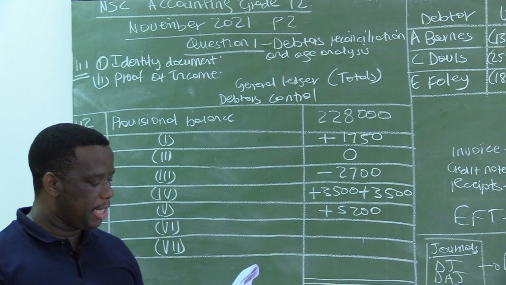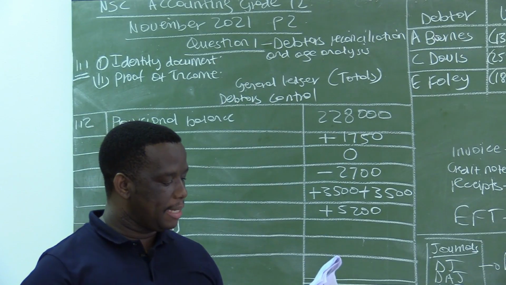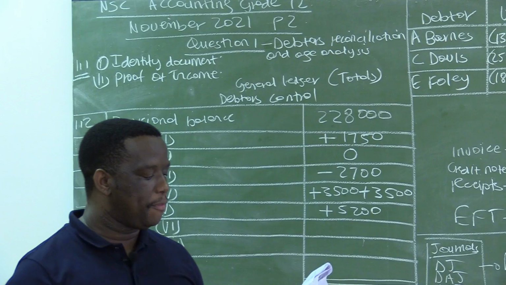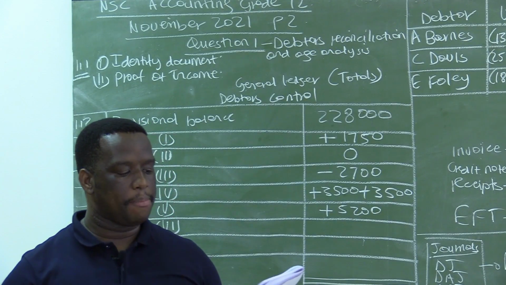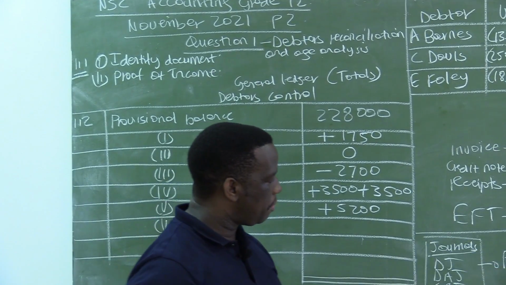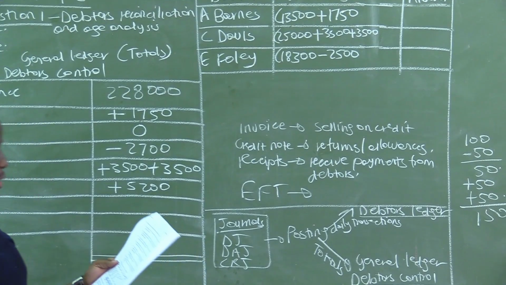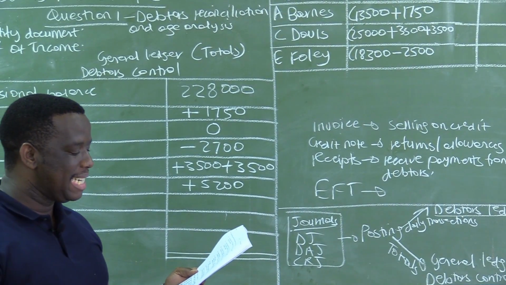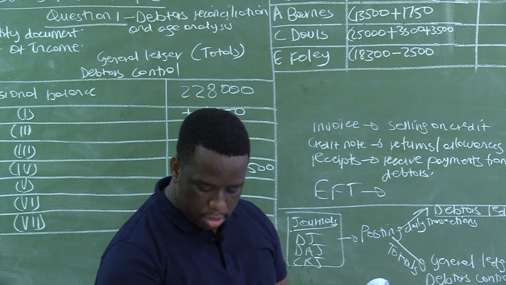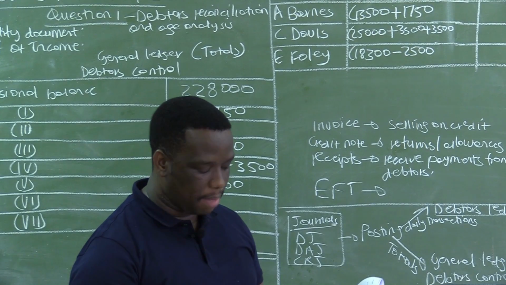Right, transaction number 6. Merchandise returned by A. Barnes was recorded in the relevant journal as 250 instead of 700 and posted accordingly. If the mistake was made in the journal, it means it is affecting posting, because the posting to the debtors ledger and the general ledger comes from the journals. So merchandise returned by A. Barnes was recorded in the relevant journal as 250 instead of 700. So it means when this debtor returned merchandise valued at 700, we only subtracted 250.